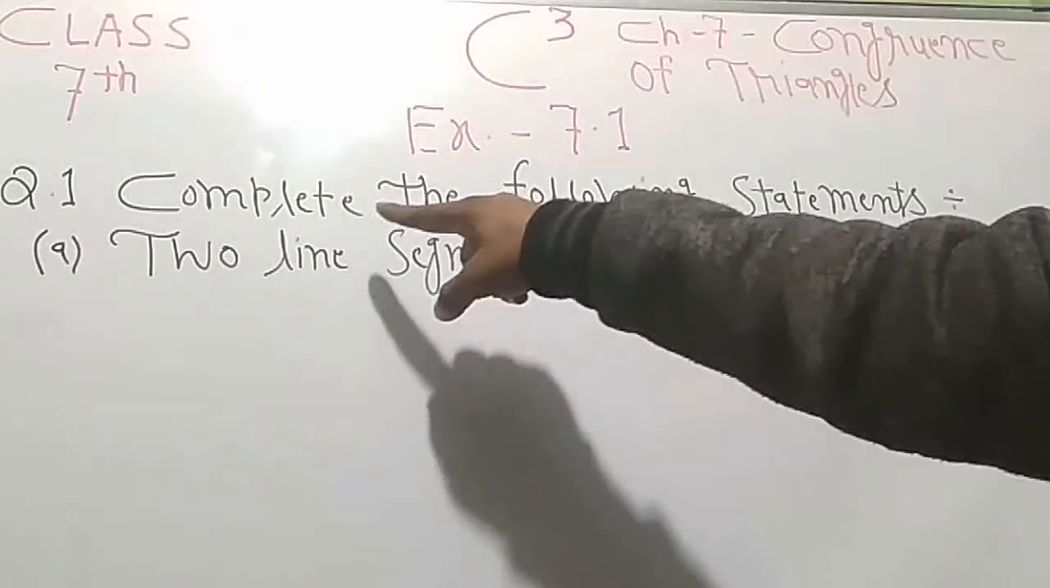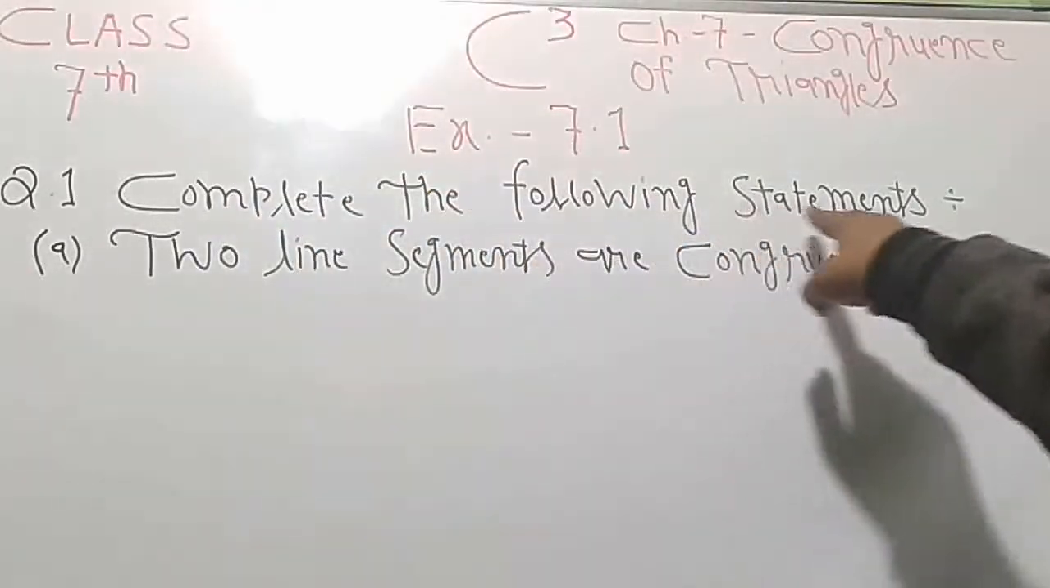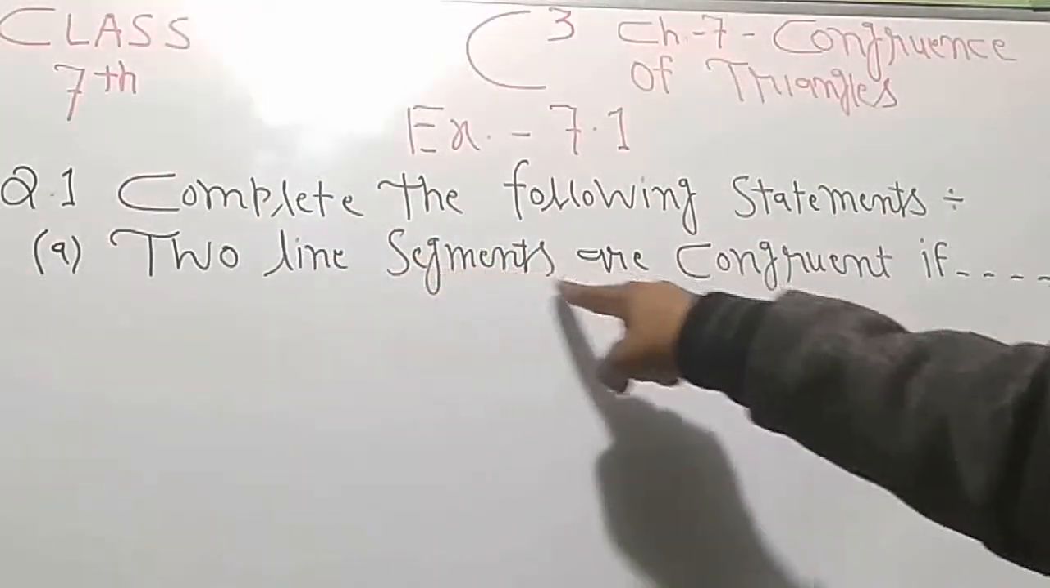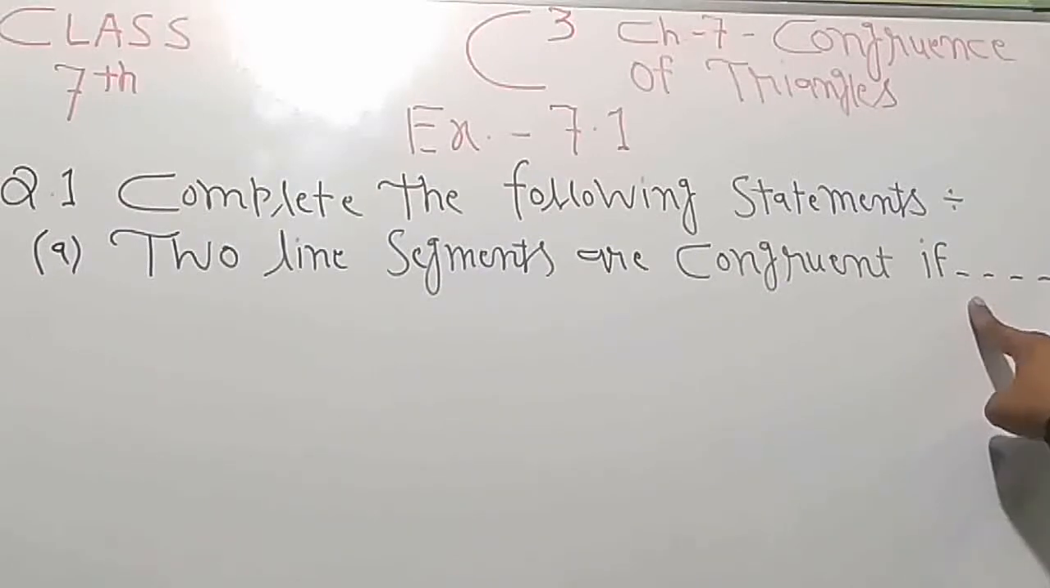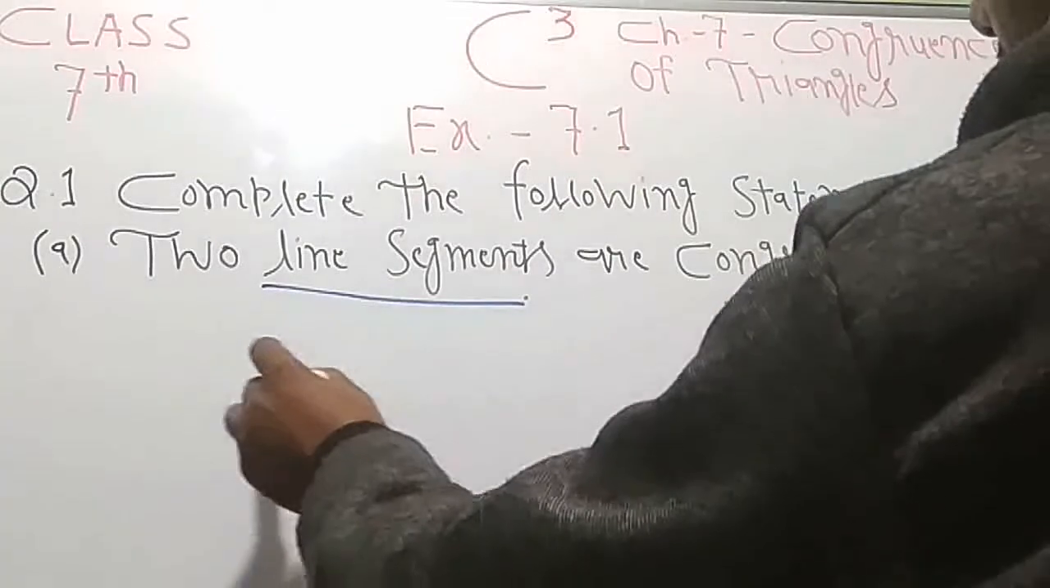Today we are going to solve the question number 1 of exercise 7.1. Question number 1 is complete the following statements. Part A, two line segments are congruent if.